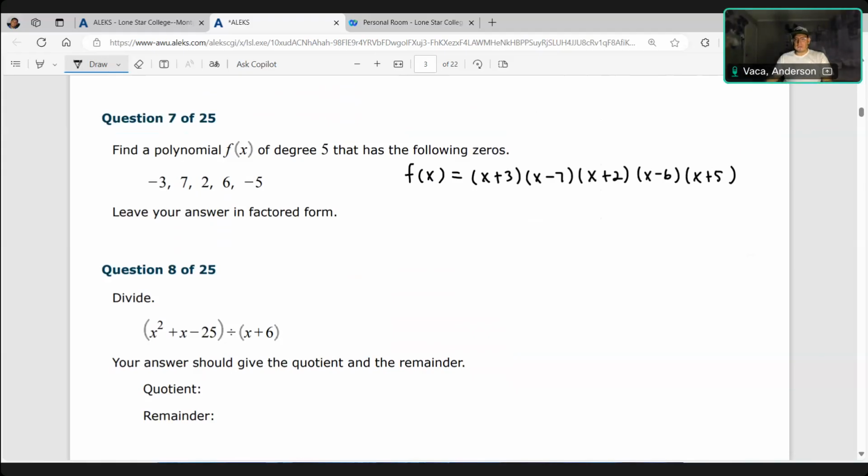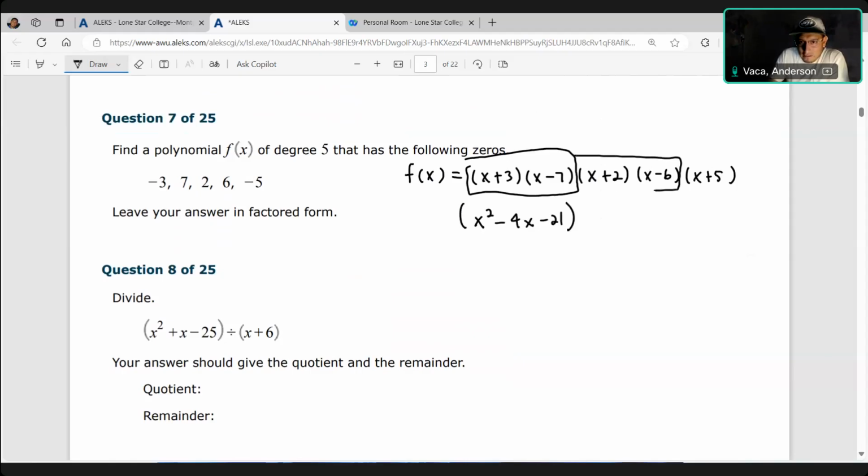And I don't want to be the bearer of bad news, but I think this thing is going to want us to multiply this out. So I'm going to multiply these two quickly. That will be x squared minus 4x minus 21. I'm going to multiply the next two, and that will be x squared minus 4x. That will be minus 12 times x plus 5.